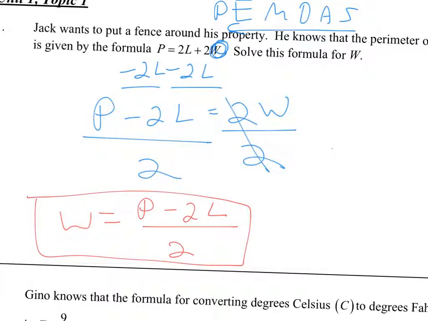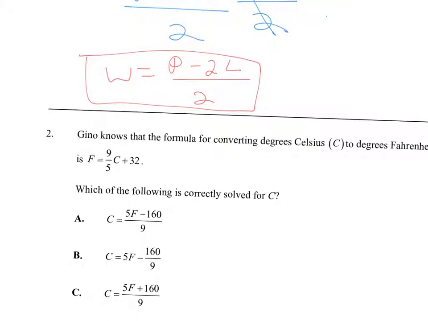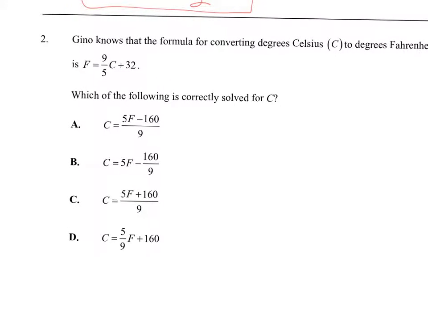Okay, number 2. Gino knows the formula for converting from degrees Celsius to degrees Fahrenheit is F equals 9/5 C plus 32. Which of the following is correctly solved for C? Once again, we're going to do PEMDAS backwards. If we're solving for C, we look for something to add or subtract away from the variable.